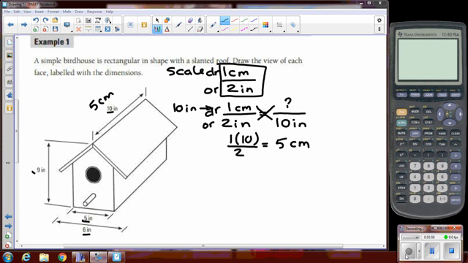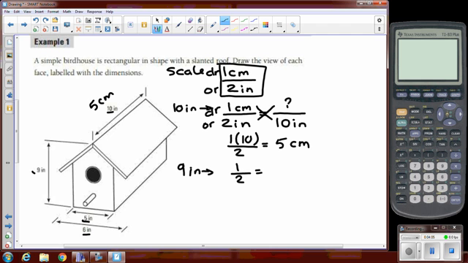And we're going to do this with all the dimensions. So the 9 inches has a 1 to 2 scale. 9 inches is my original. If I cross multiply, 1 times 9 divided by 2, that would be 4.5 centimeters. So this side, when I draw it, is going to be 4.5 centimeters.